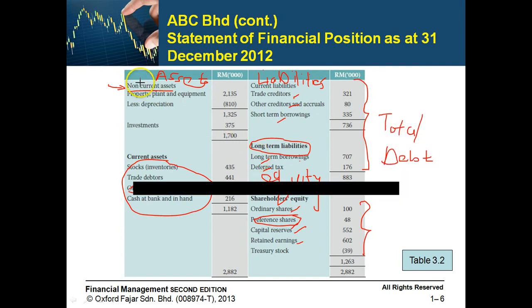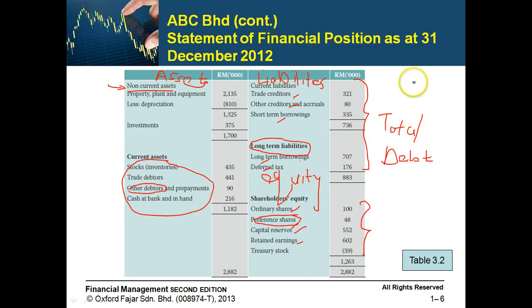All right. So you have to remember the statements of financial positions. We have the asset, we have liabilities, and we have equity. This is the important part that you need to know. Remember that the liability is also known as total debt.